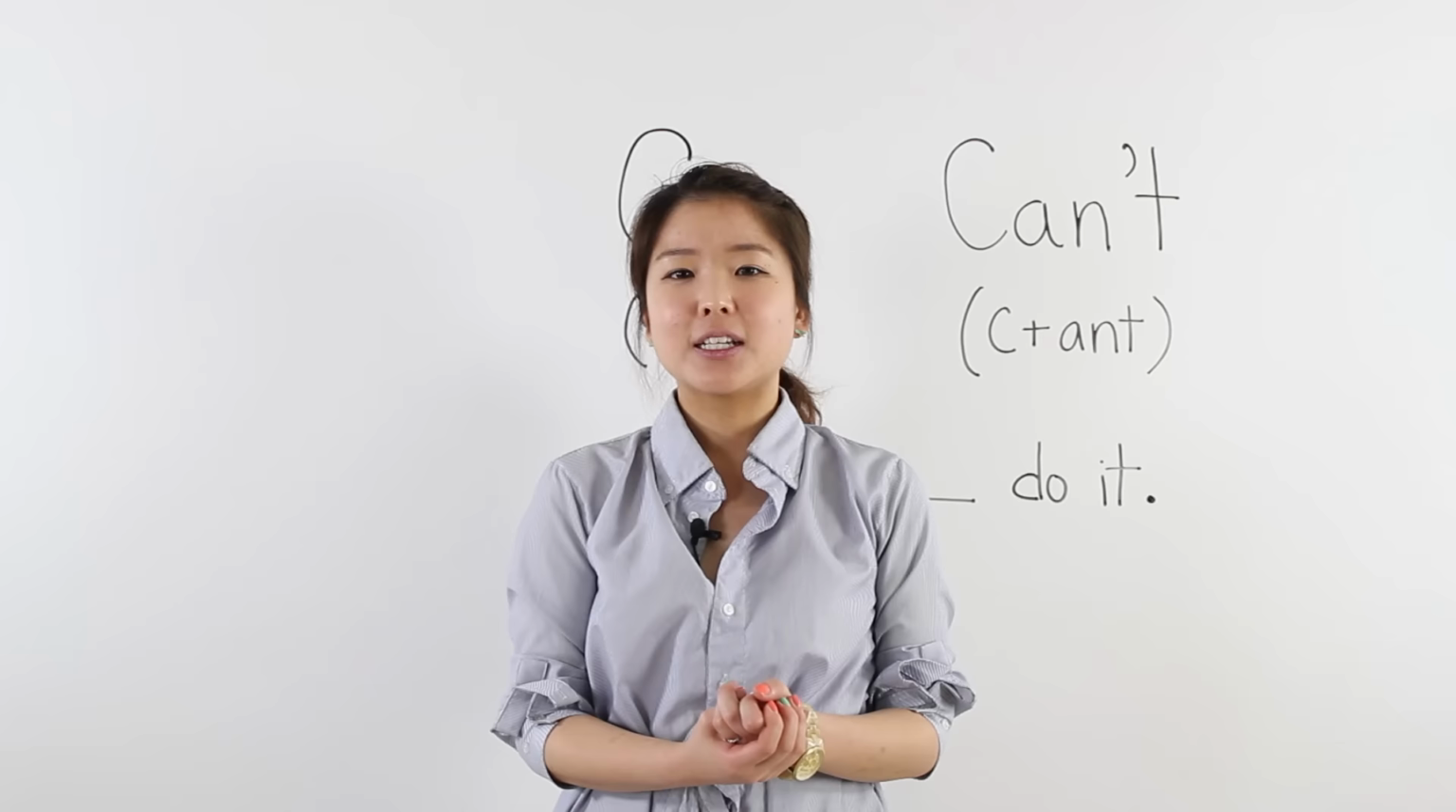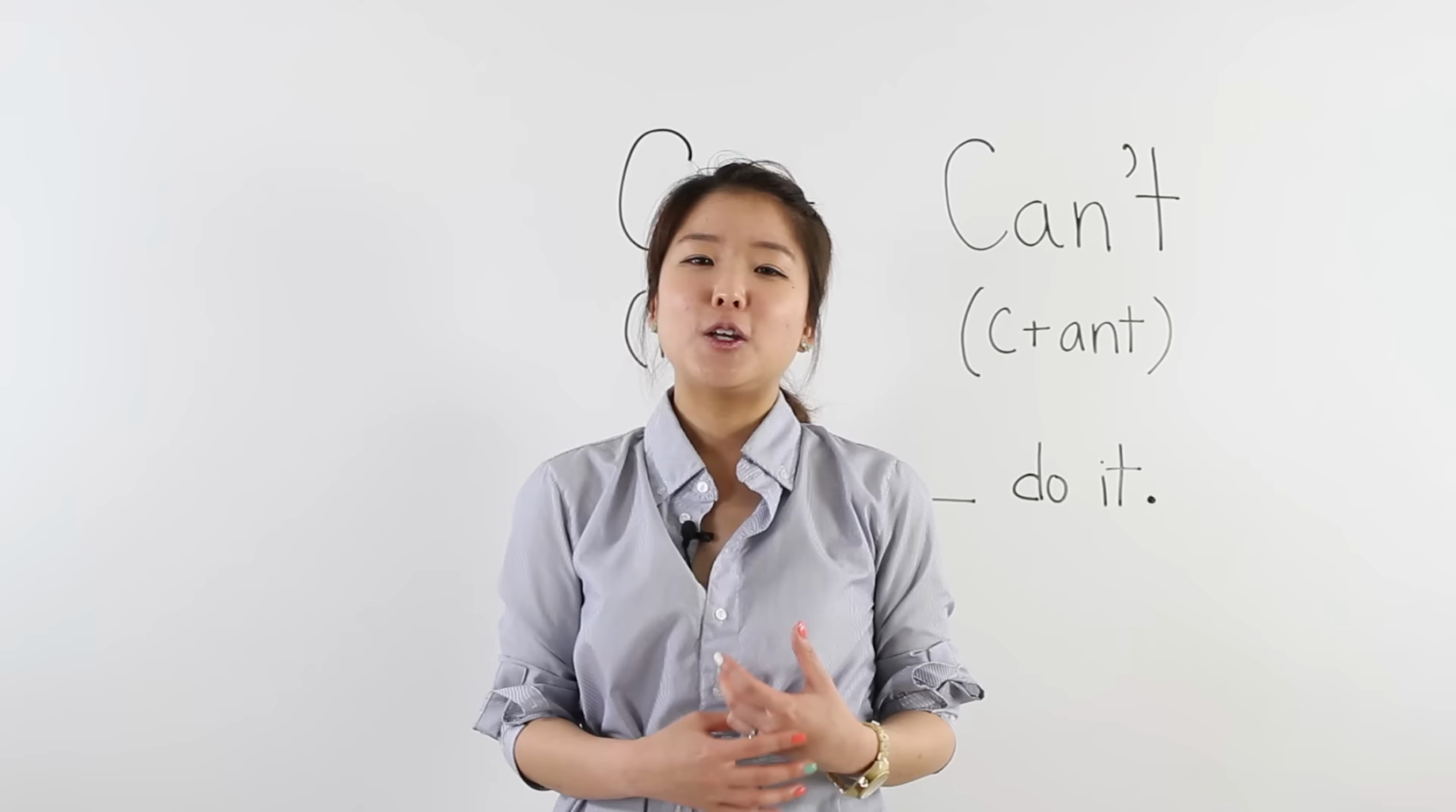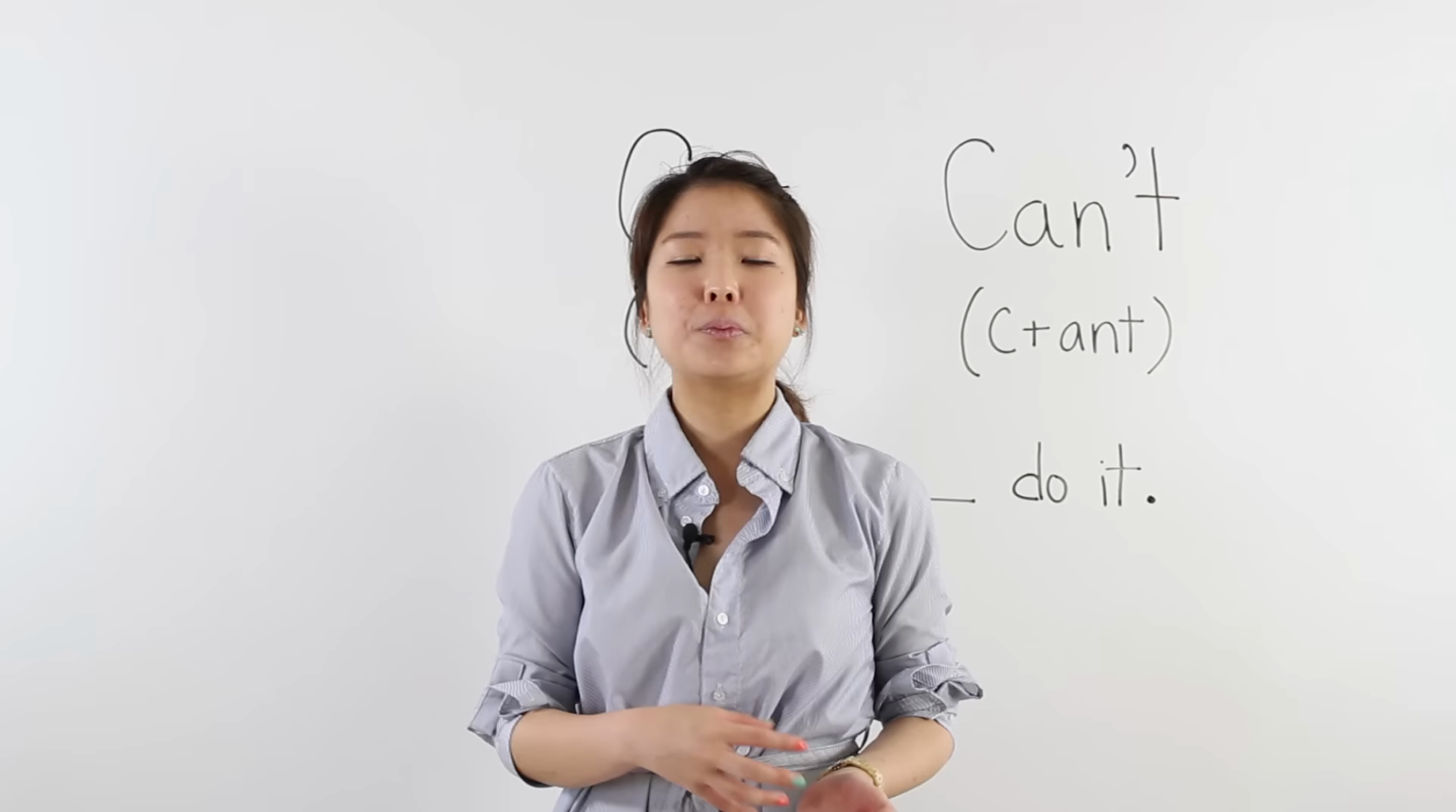Can means you are able to do something, maybe because you have the skill, or maybe because your body allows you to do that thing. And can't is the opposite, right? You can't do something, you're not able to do something because you don't have the skill or your body doesn't allow you to do it.